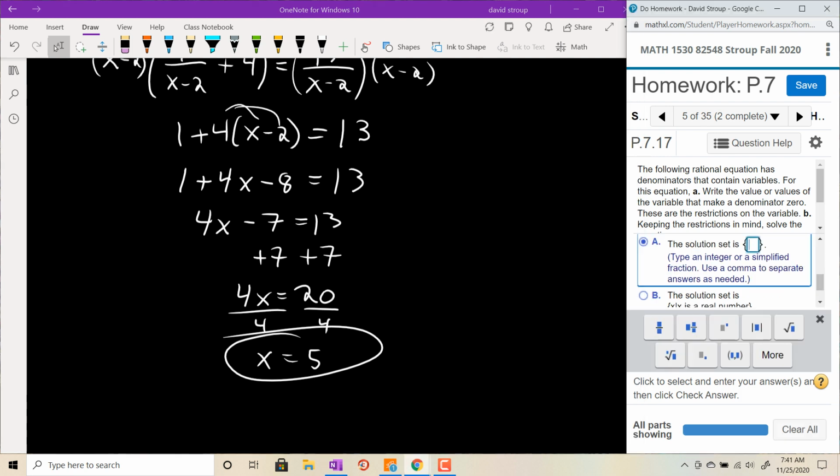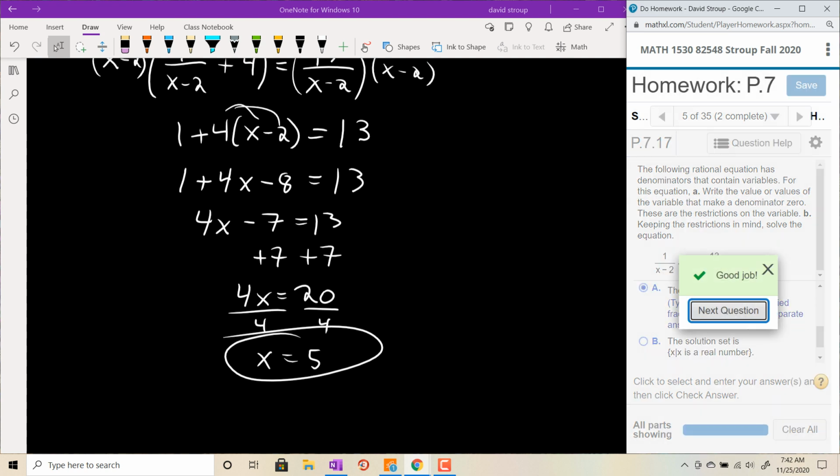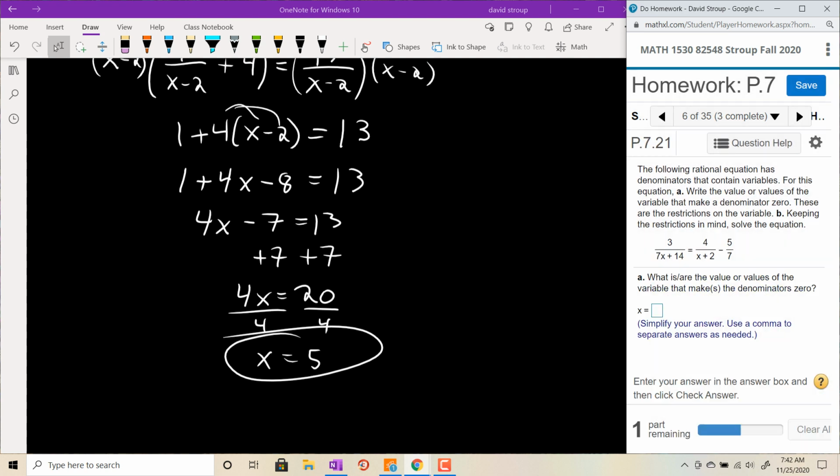The solution set. Make sure you read the directions. Type an integer or simplified fraction. Use comma to separate answers. There's only one answer. So 5. Yay, good job. Okay, get the idea.